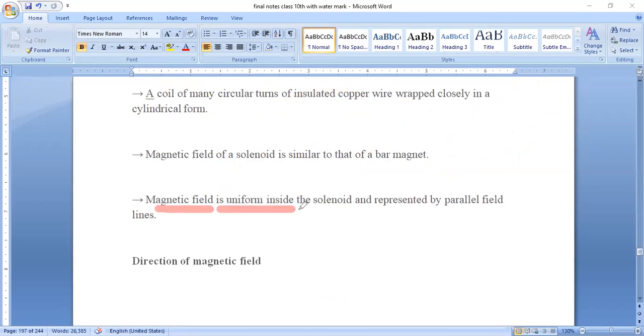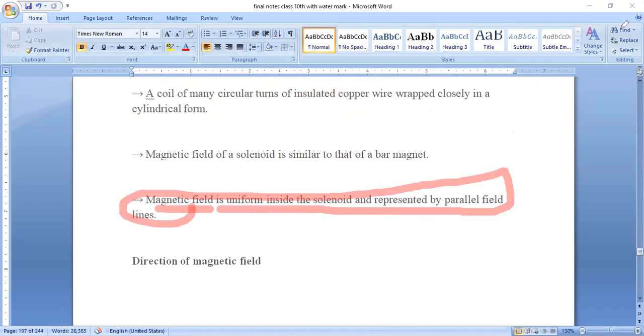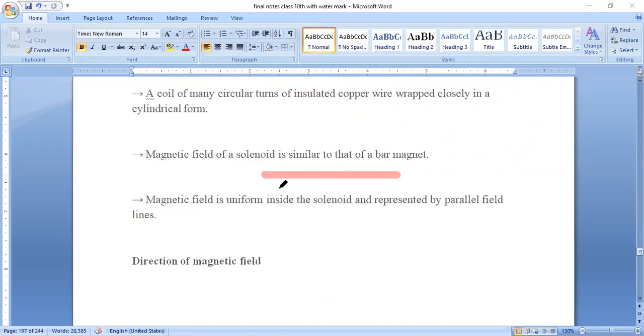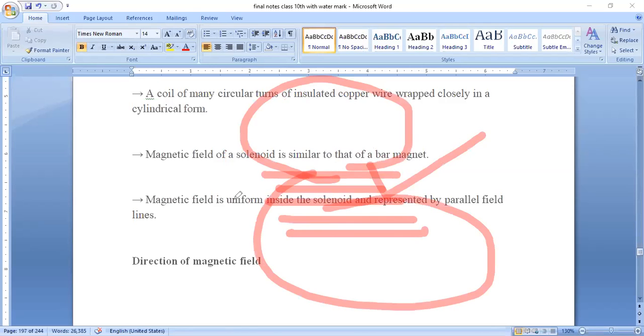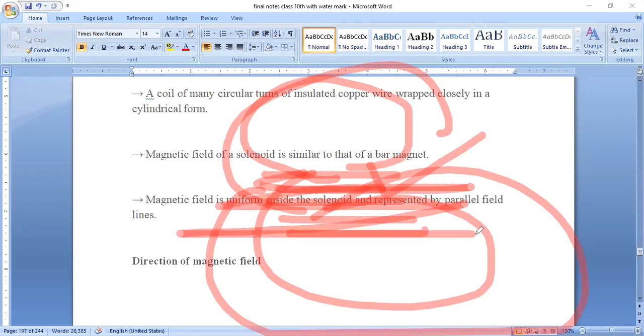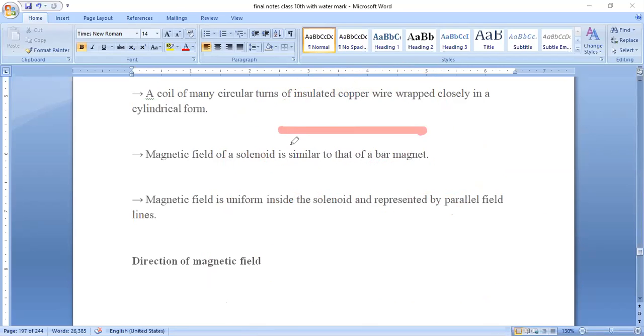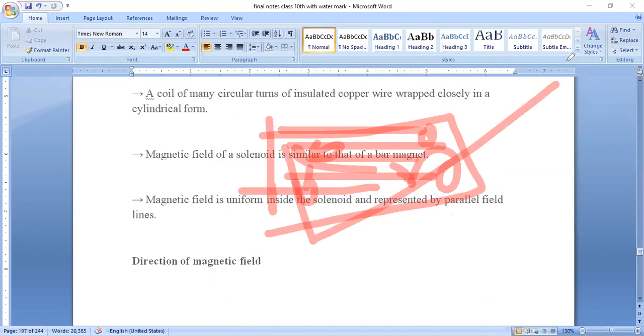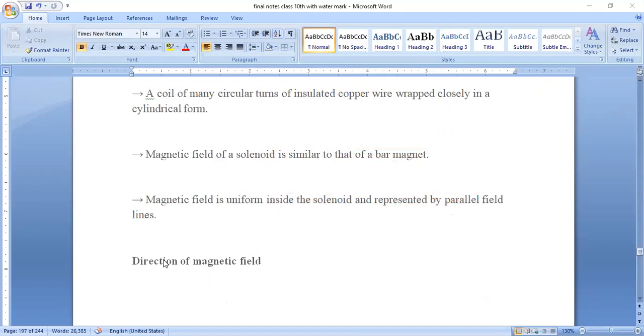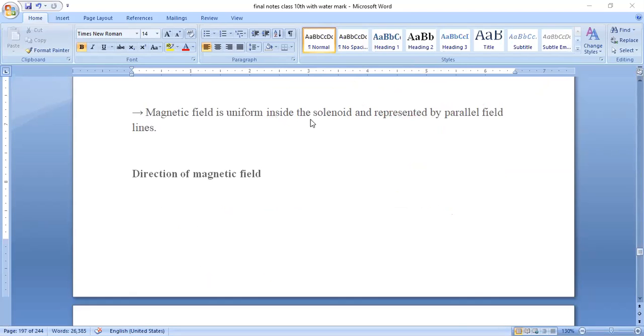So the magnetic field is uniform inside the solenoid and represented by parallel field lines. Please keep in mind that the magnetic field inside the solenoid is same because the magnetic field lines are parallel to each other. Outside the solenoid, they are not parallel, but inside the solenoid, they are parallel to each other. Parallel means like this. Therefore, the field at each and every point inside the solenoid is uniform. Please remember, uniform.